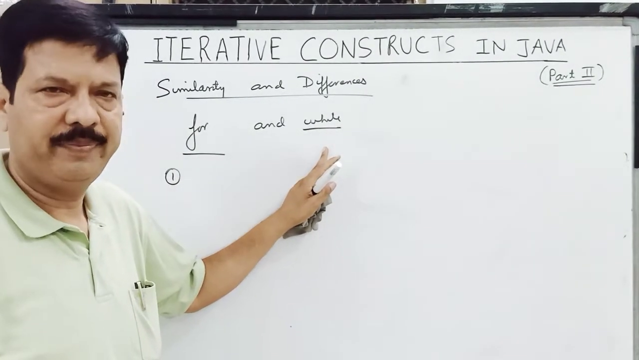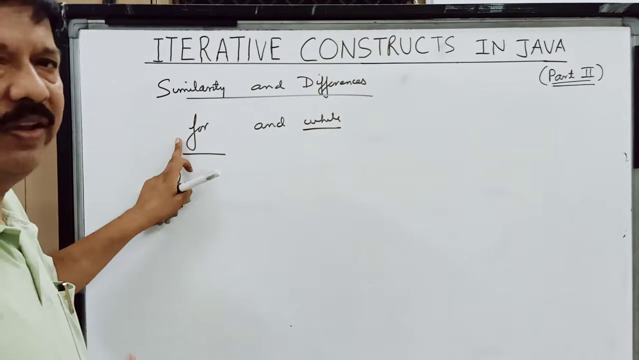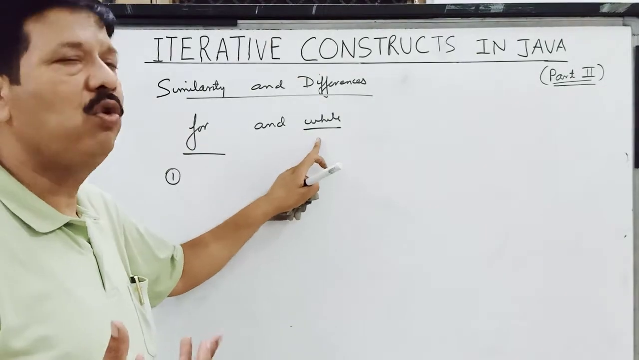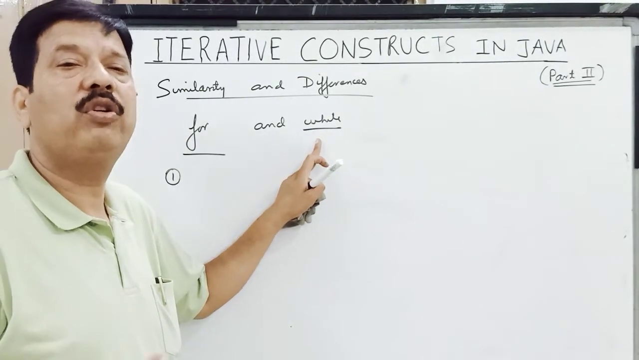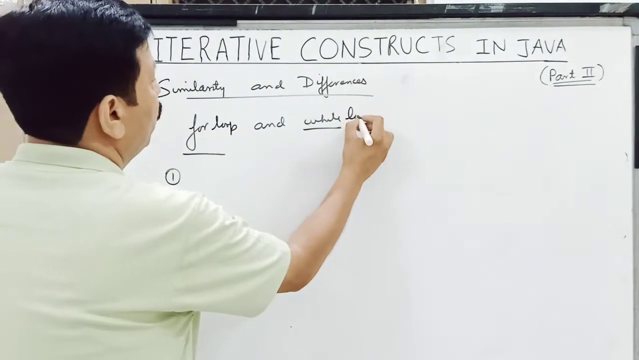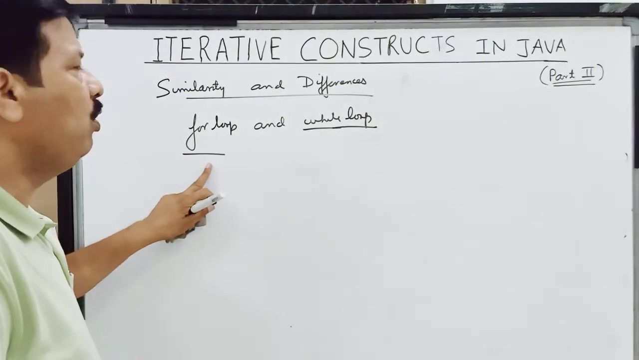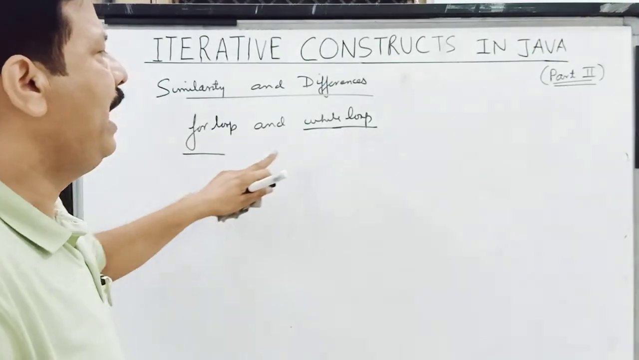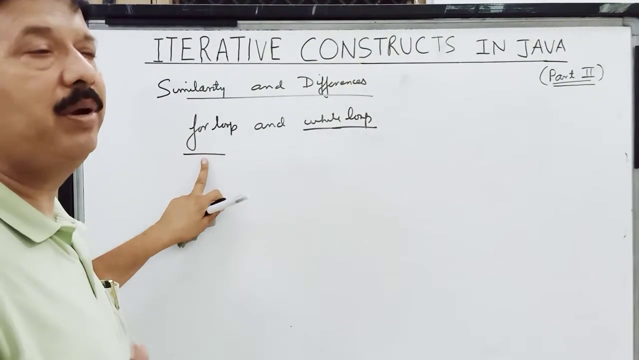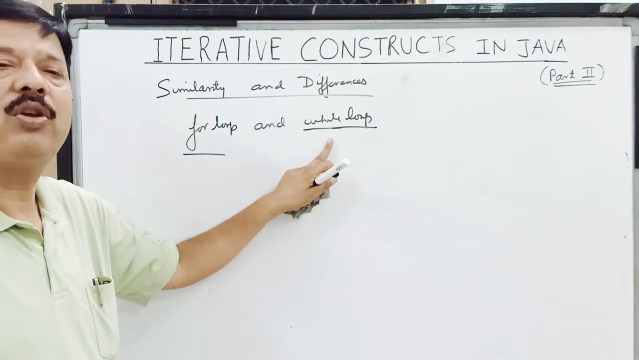This is the similarity. Now when we talk about the differences, we say that for loop is a fixed loop. It is a loop which executes for a fixed number of times, and while loop is a conditional loop that executes till a particular condition is true. So for loop is a fixed loop and while loop is a conditional loop. In for loop the number of iterations are known to us, and in while loop the number of iterations are not known to us. In for loop, the control variable is of only numeric data type, whereas in while loop, the control variable may be of any data type.